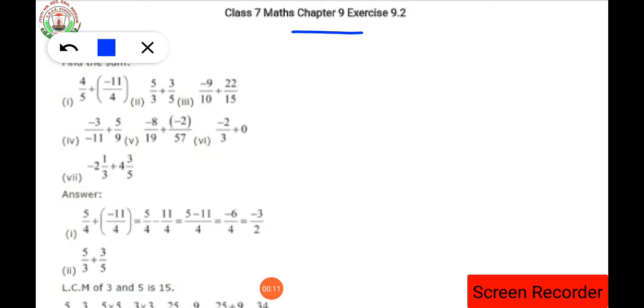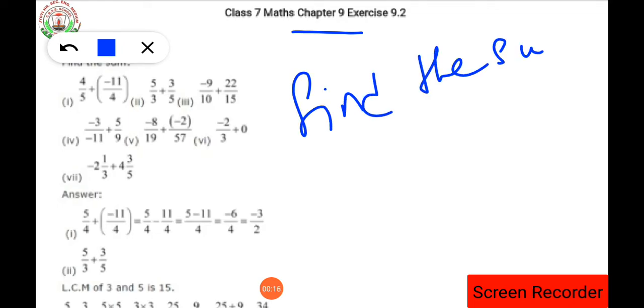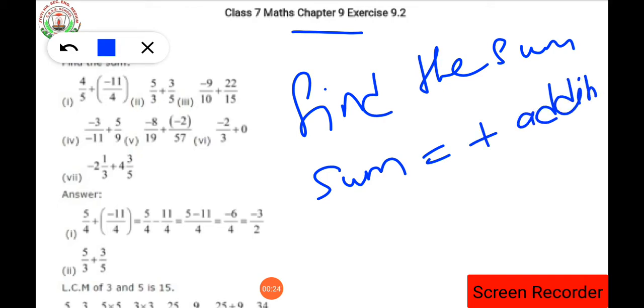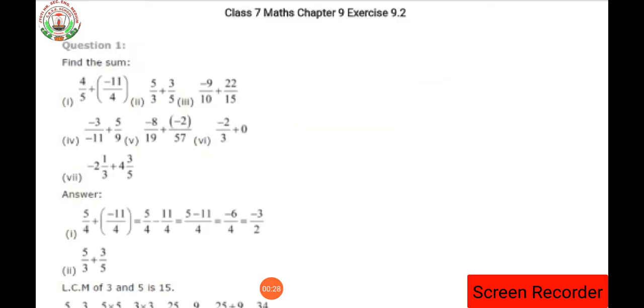So dear student, here it is said to find the sum, isn't it? Here it is asked to find the sum. So let's see what we mean by sum. Sum means we have to do the addition of numbers, which may be in the form of rational numbers, fractions, decimals, whatever. Okay, so here we have the first question.